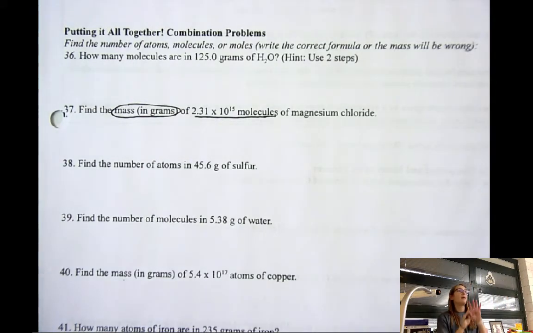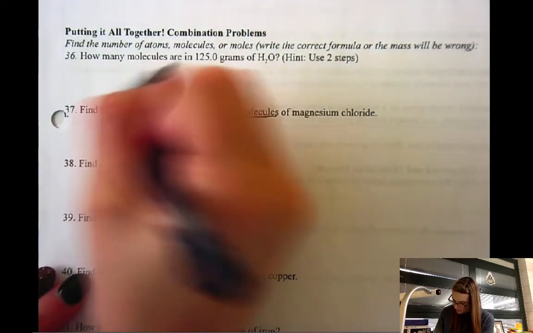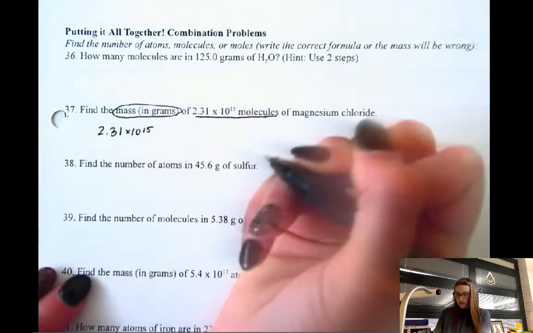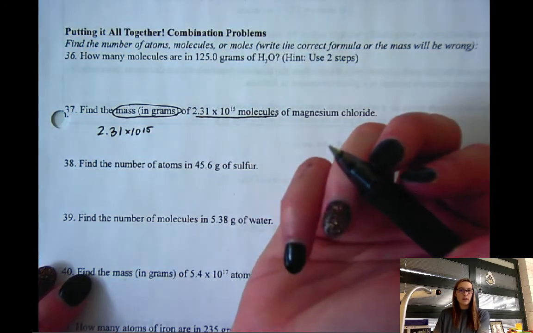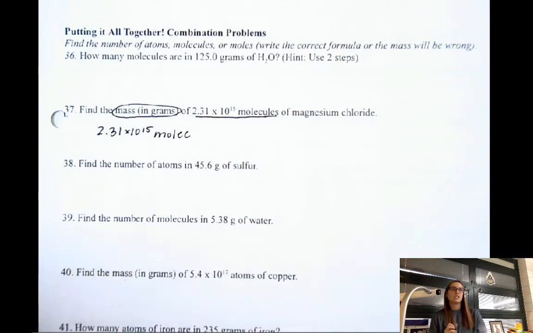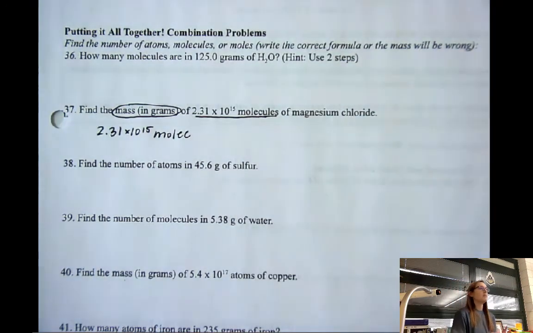So let's just start by writing our given information down. Given information is the number with the unit in the problem. So 2.31 times 10 to the 15 molecules. Now I recommend distinguishing between moles and molecules. You're going to see me write MOLEC for molecules and MOL for mole. Just make sure you're distinguishing between the two.